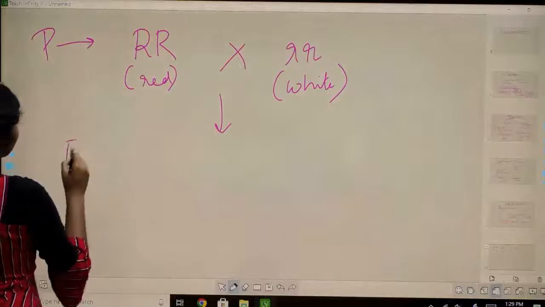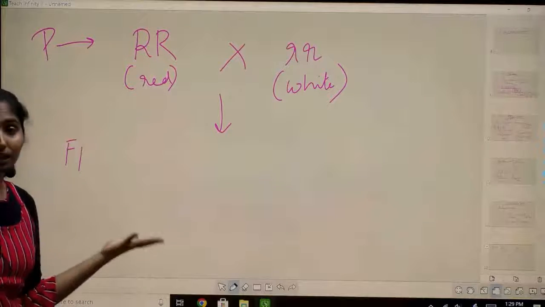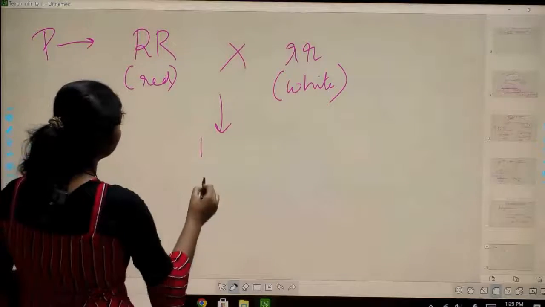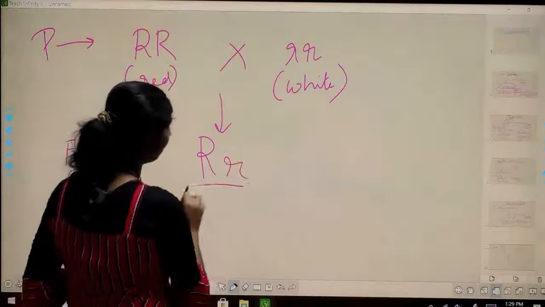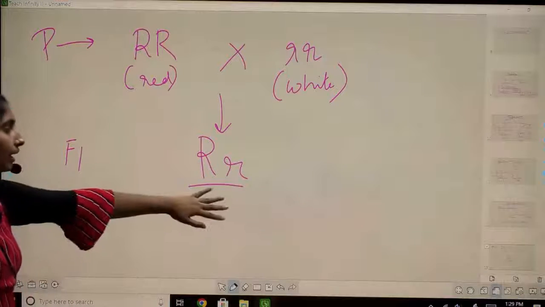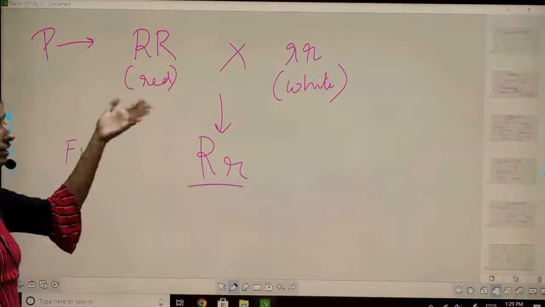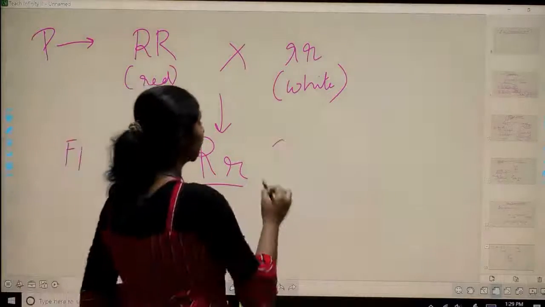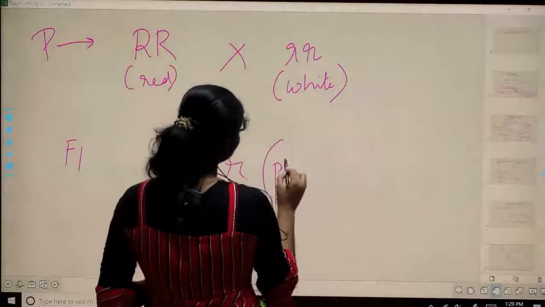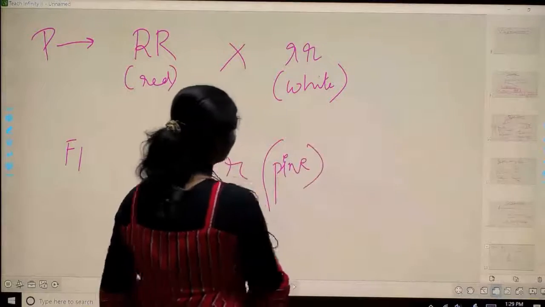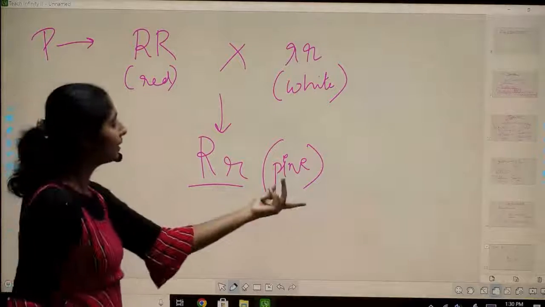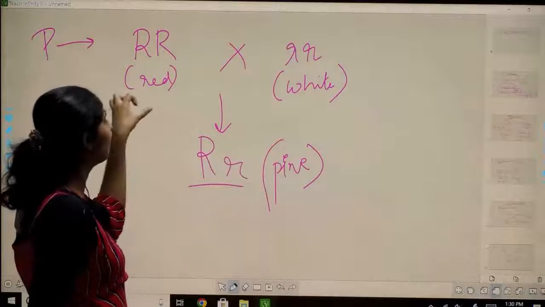Now the F1 progeny that we get would again be heterozygous, very much similar to the Mendel cross that he performed. We would get a heterozygote, right? But what is different here is that the heterozygote, instead of being red, is showing a new phenotype, that is pink. So the heterozygote shows a new characteristic, pink, which is different from red and white.